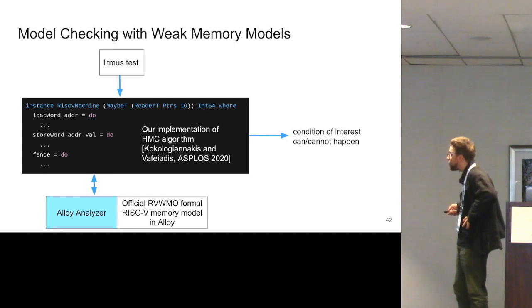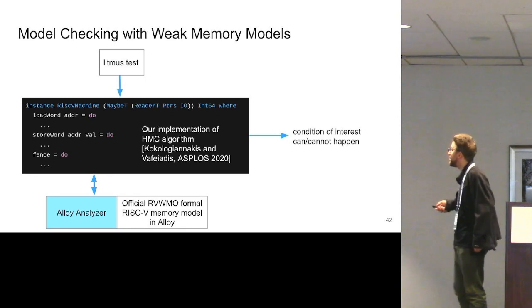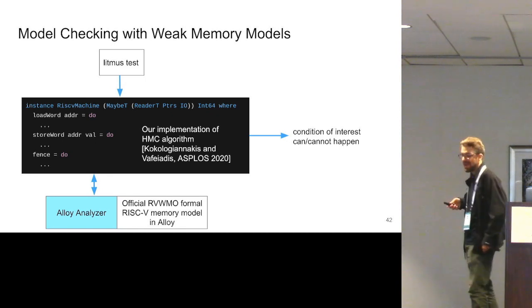use the official RISC-V weak memory formal model that was specified in Alloy. And these functions here query the Alloy analyzer to know which executions are possible, and at the end we can output whether the condition of interest that was indicated in the litmus test can or cannot happen.